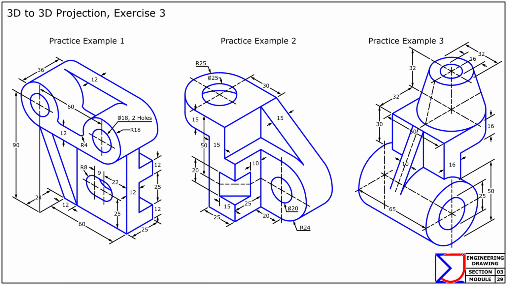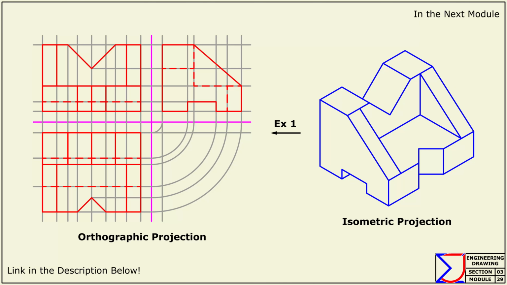Up next, we will shift our focus to transforming 3D objects into 2D orthographic views. This exercise will help you understand how to accurately represent 3D shapes on a 2D plane, an essential skill in engineering drawing.